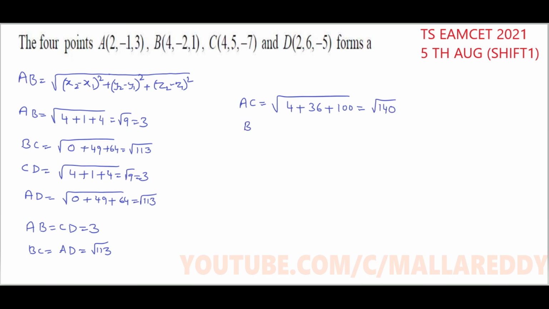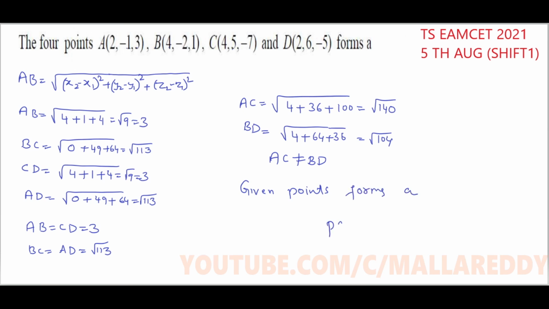And diagonal BD is equal to under root of 2 minus 4 whole square, that is 4, 6 plus 2 whole square, that is 64, minus 5 minus 1, 36, that is equal to 64 plus 36, 100, that is equal to root over 104. Here diagonals also not equal. AC is not equal to BD. So given points forms a parallelogram.